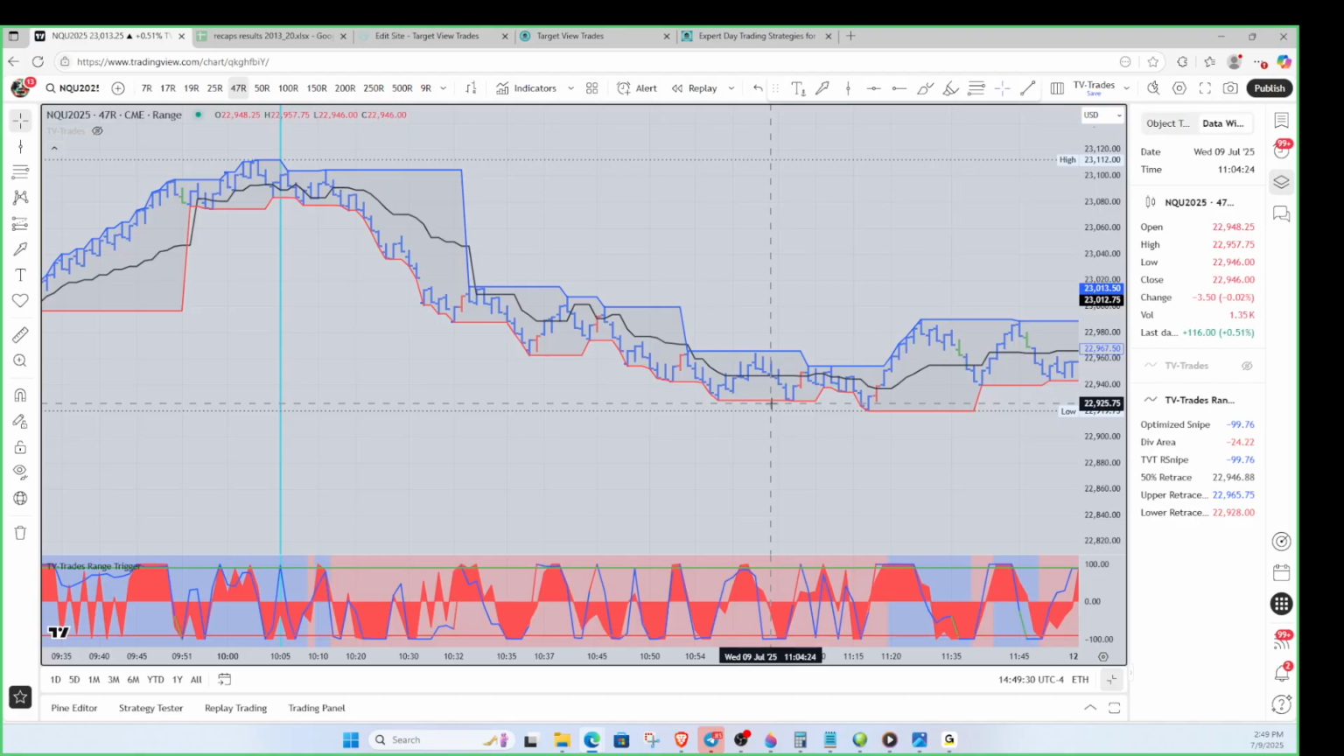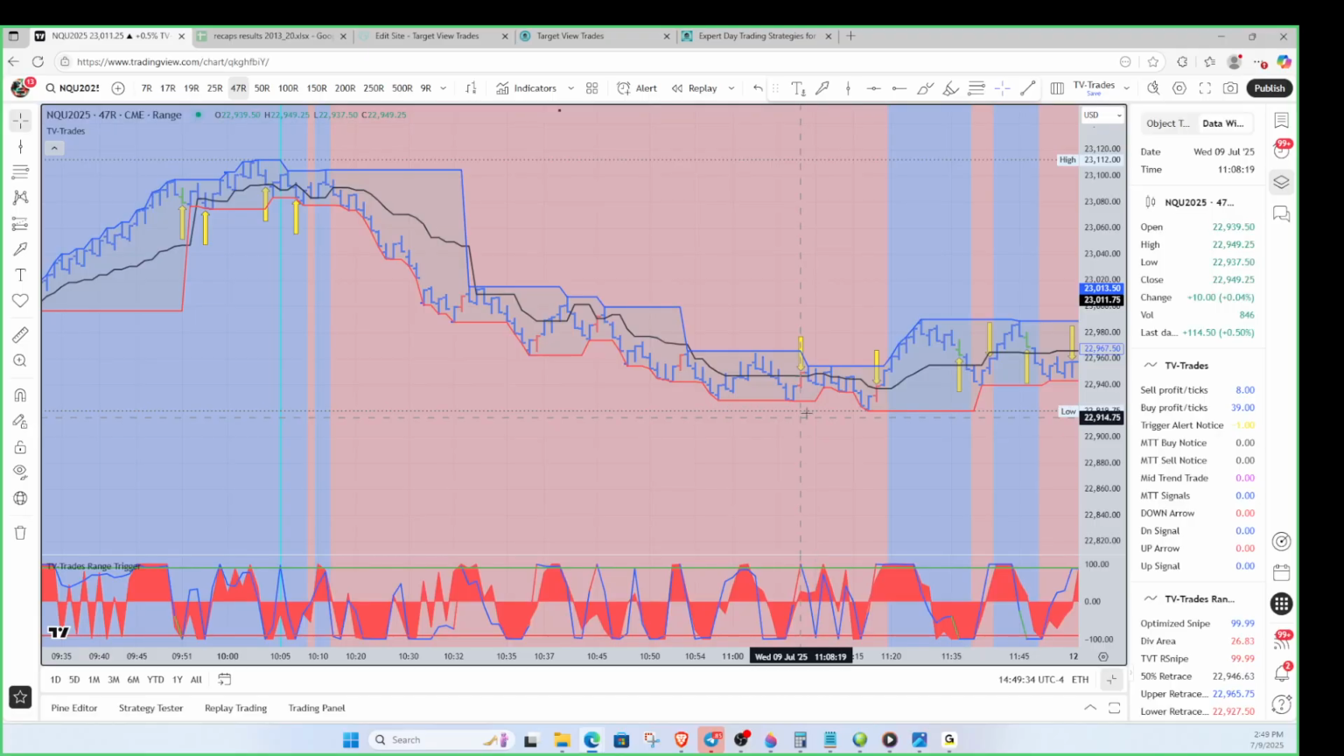Now if I put the TV trades back on, it will tell you over here, on this bar right here, the buy profit in ticks. It went 38 ticks positive before it retraced. So if you bought that, it went up 38 ticks before it pulled back down. Even though it looks like that went down from here, it went up 38 ticks before it did.